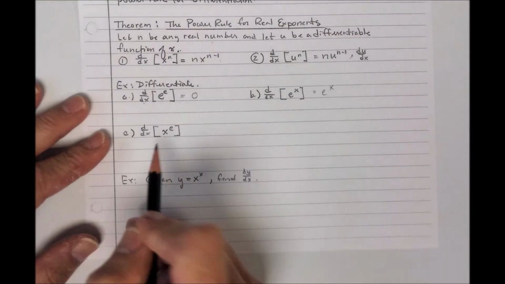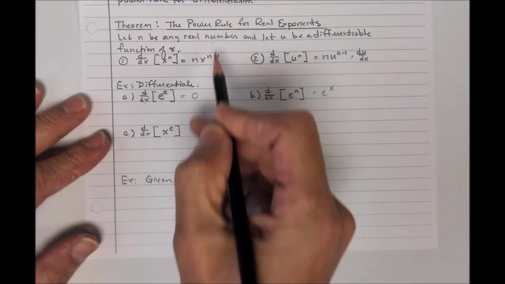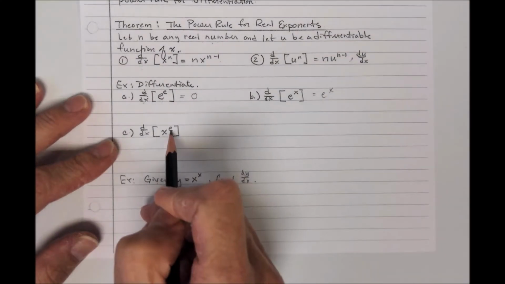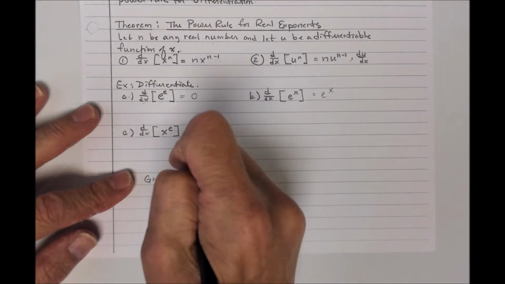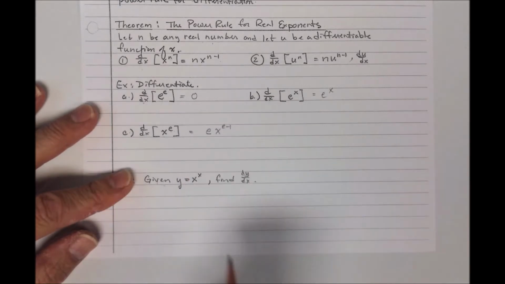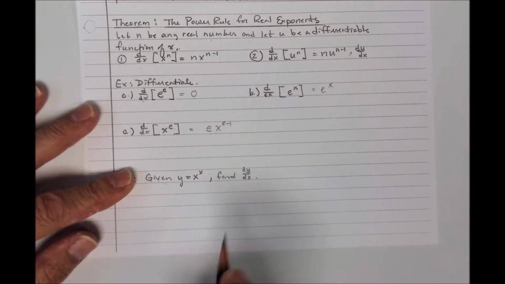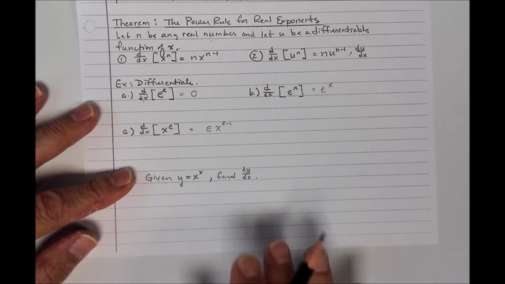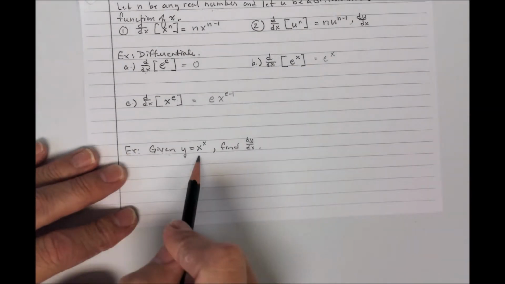And the derivative of x to the e, well, here's my power rule. Because I have an exponent that's irrational, that's okay. This is going to be e times x to the e minus 1. Just that simple. Times, of course, the derivative of x, which is 1, so we really don't even have to apply the chain rule.